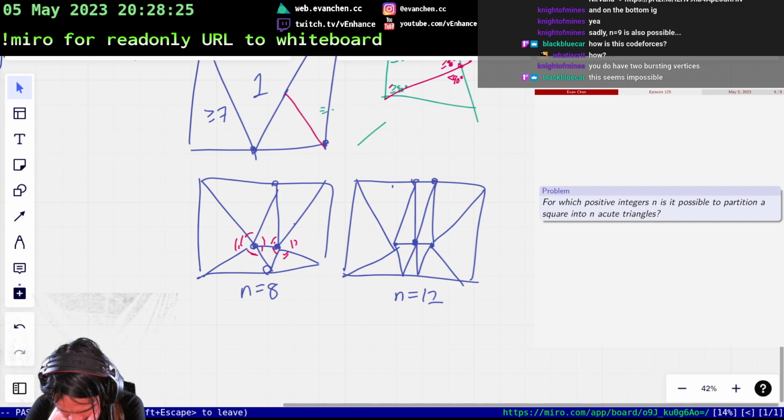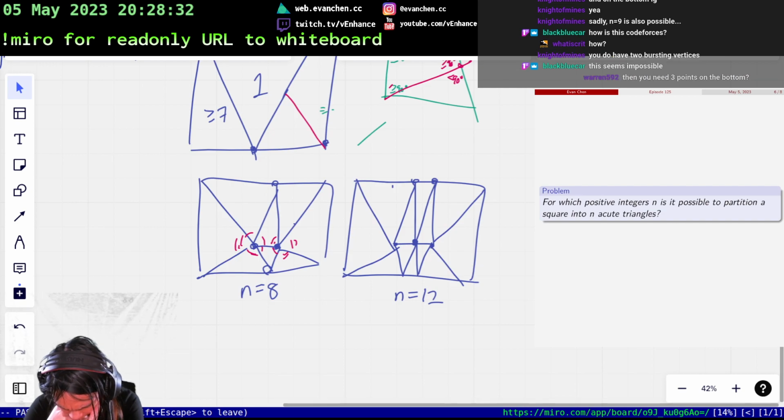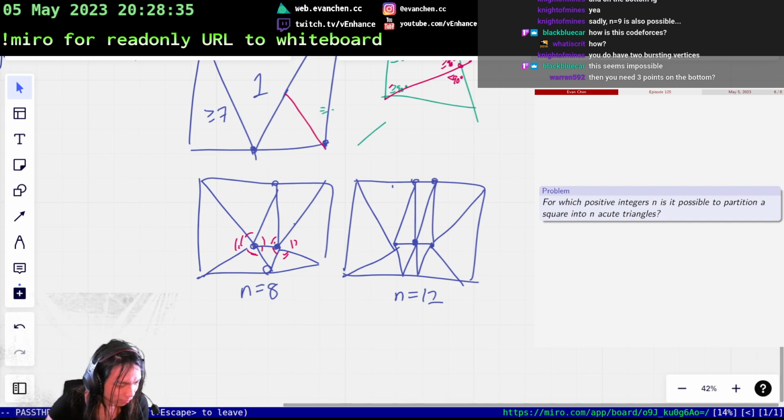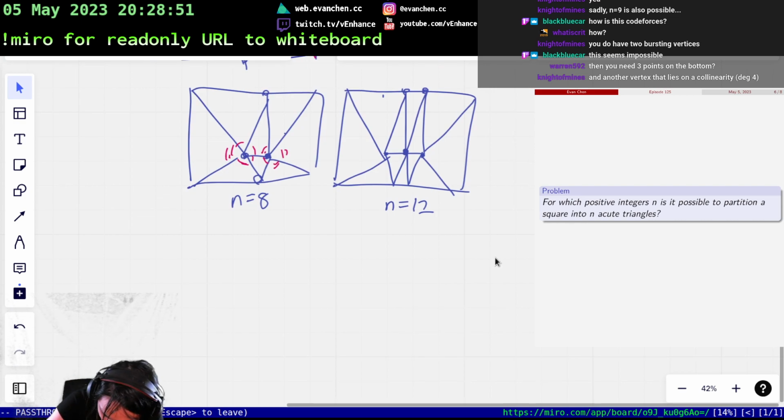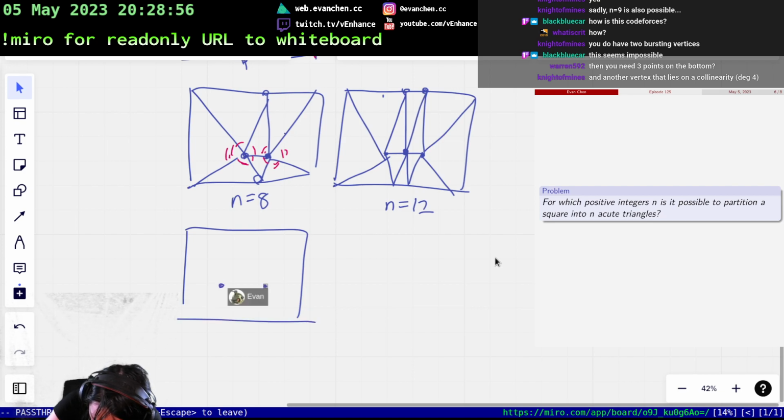There's literally already 10 angles. Like how can they not be in this? Wait, what? Then you need 3 points at the bottom. Oh, you can have points between. Oh, you put a point here. Is that what's going to happen? Oh, come on.